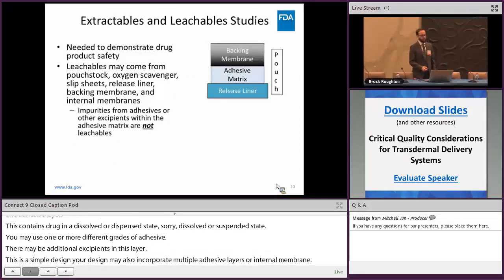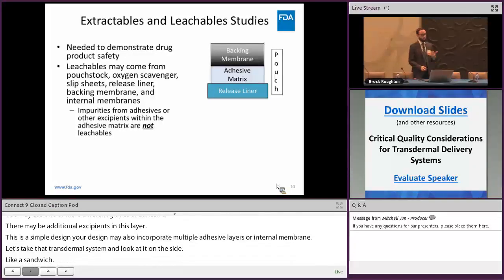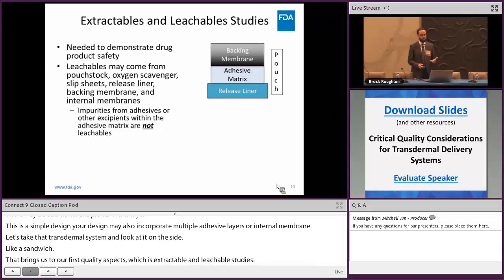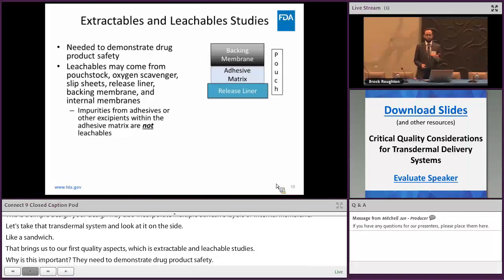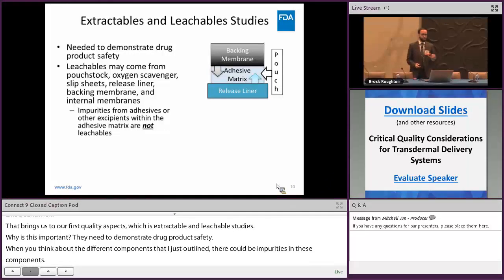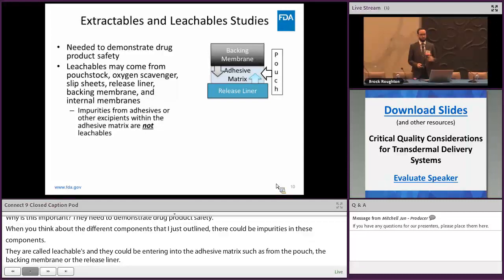That brings us to our first quality aspect, which is extractable and leachable studies. Why are these important? First off, they're needed to demonstrate drug product safety. When we think about the different components that I just outlined, there could be impurities in these components, and these are called leachables, and they could be entering into the adhesive matrix, such as from the pouch, the backing membrane, or the release liner. Any impurities that are already present in the adhesive matrix are not what I'm talking about when I talk about leachables. Those are out of scope for what I'll be talking about next.